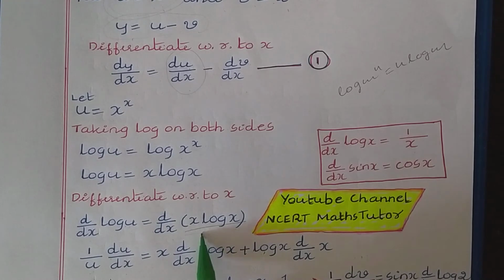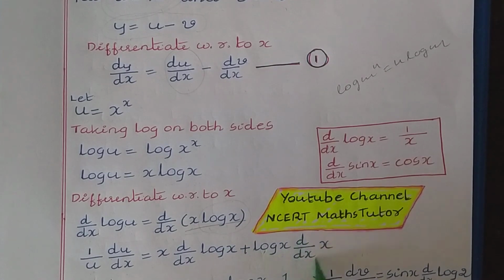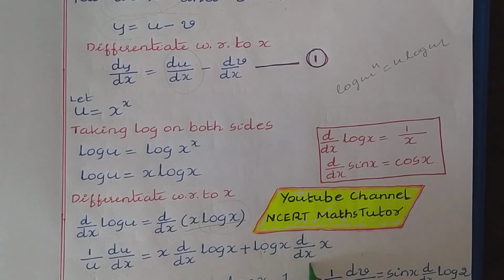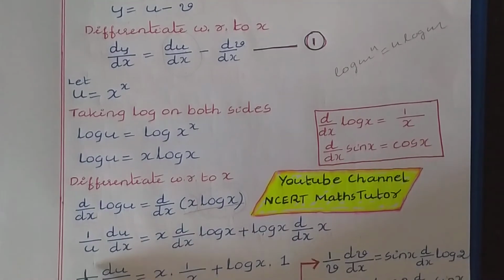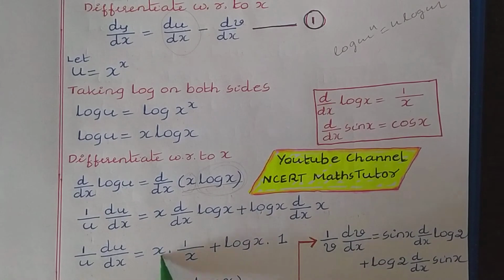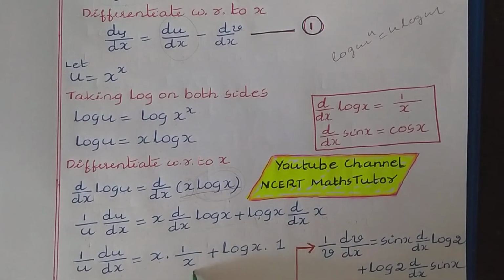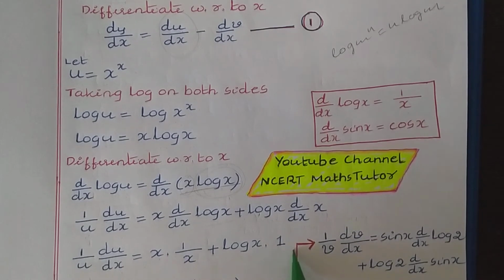About the product rule we have discussed in the last question. First write the first function as it is, and find the derivative of the second function. So x into d by dx of log x, plus write the second function as it is and find the derivative of the first function, so d by dx of x. Here this is the first function and this is the second function. Then 1 by u into du by dx is equal to x into derivative of log x, which is 1 by x, plus log x into derivative of x, which is 1.